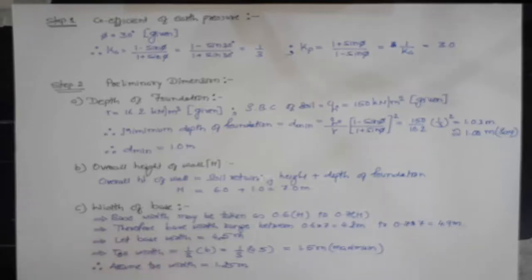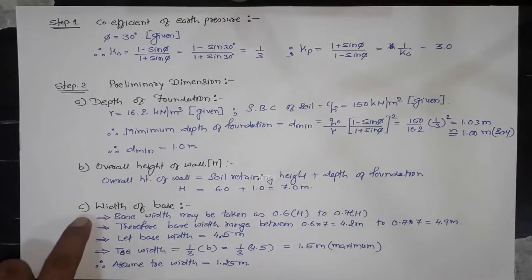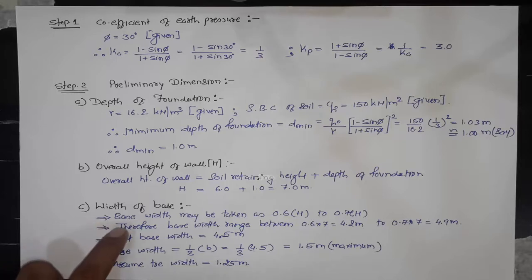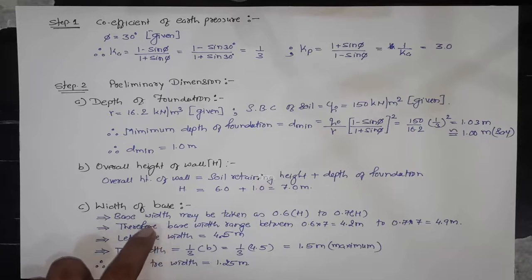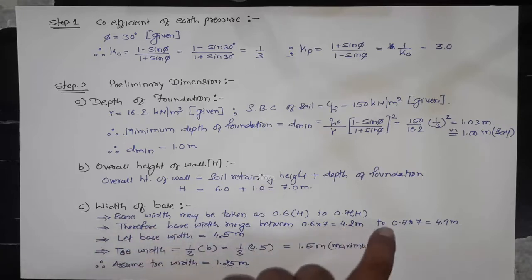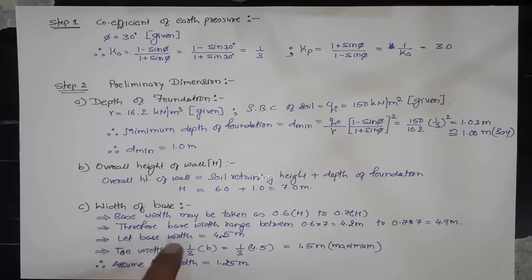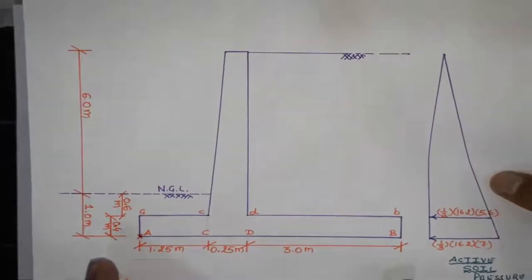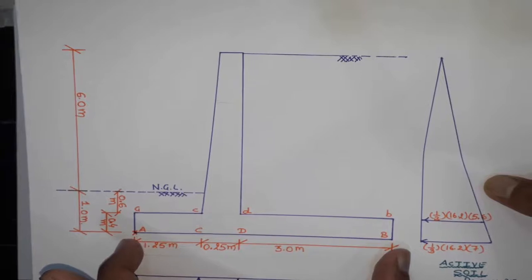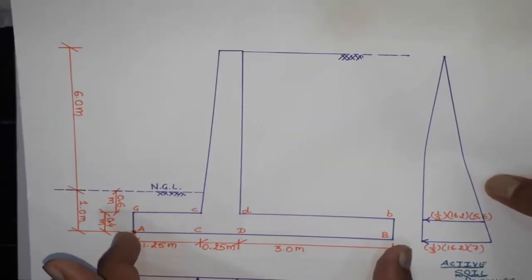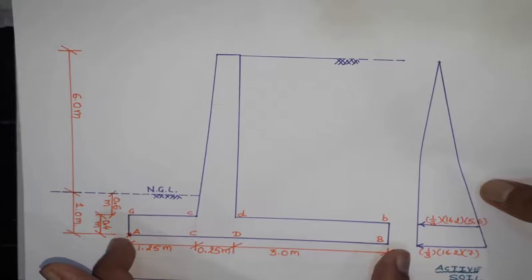Width of the base, that is step 2C. For an economical design of a counterfort retaining wall, the base width should be in the range of 0.6h to 0.7h. That is, in other words, the base width should be between 4.2 meters to 4.9 meters. Let us take the base width as 4.5 meter. This is our base width, point A to point B, 4.5 meter.